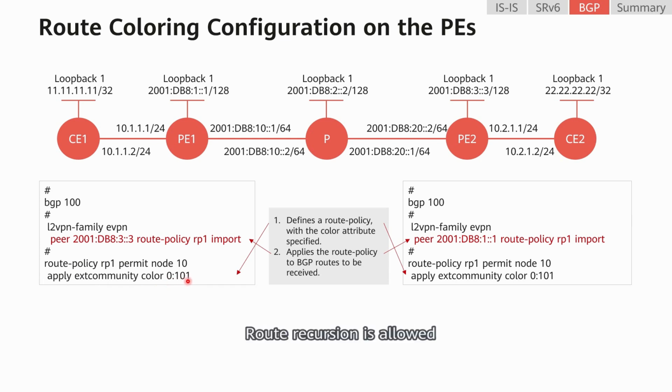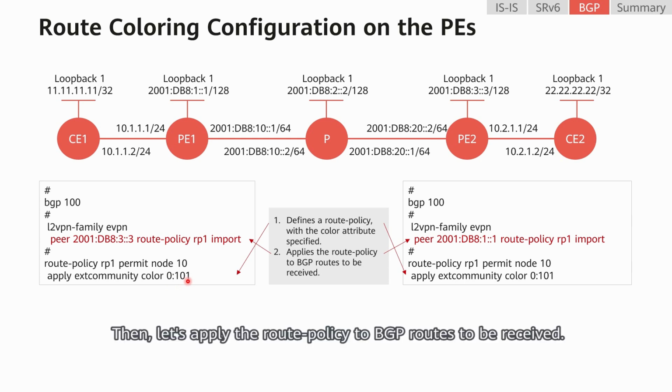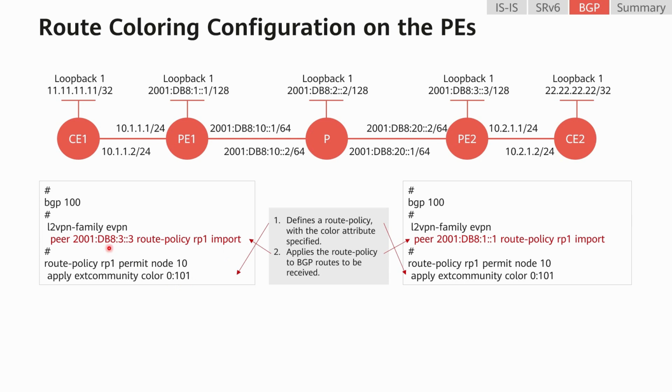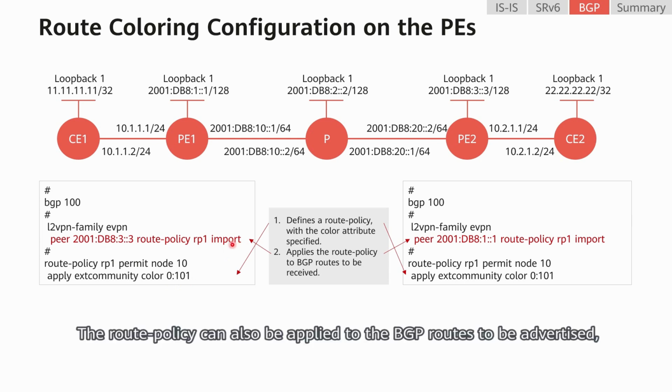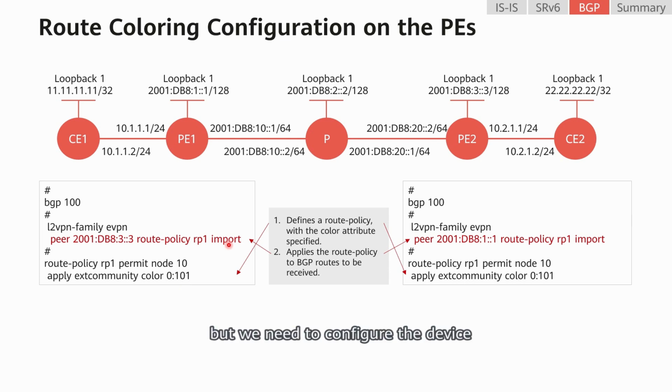Route recursion is allowed only when the color value of the route is the same as that of the SRv6 policy. Then let's apply the route policy to BGP routes to be received. The route policy can also be applied to the BGP routes to be advertised, but we need to configure the device to advertise extended community attributes in this case.